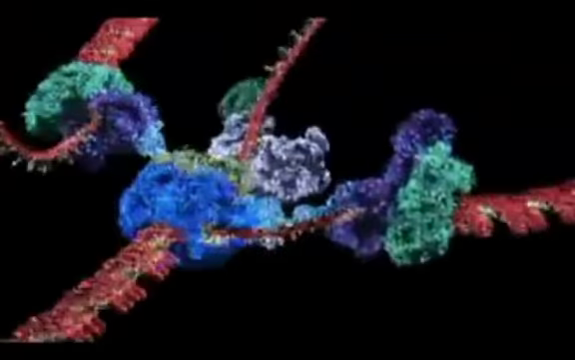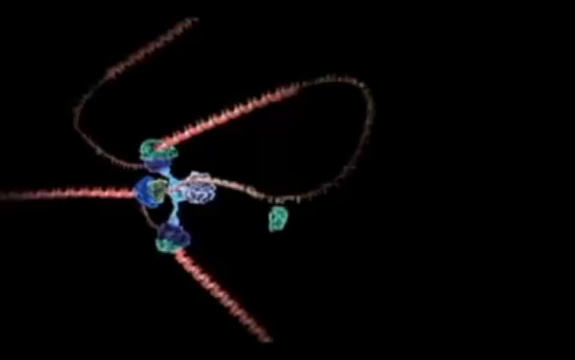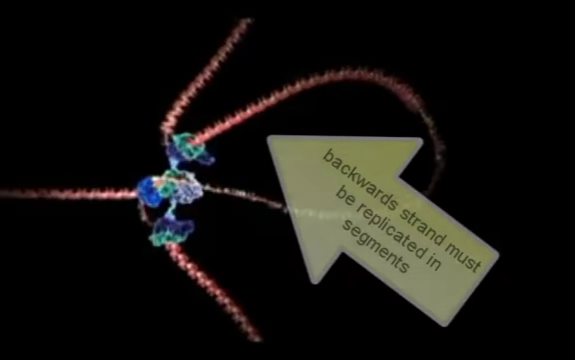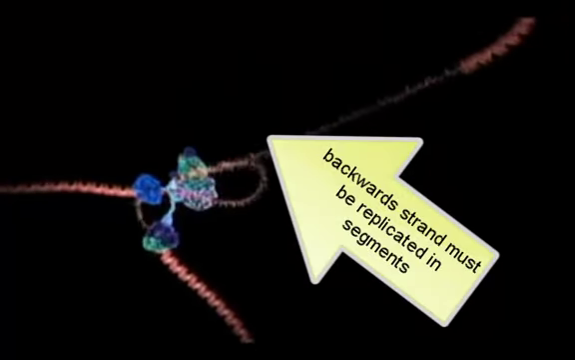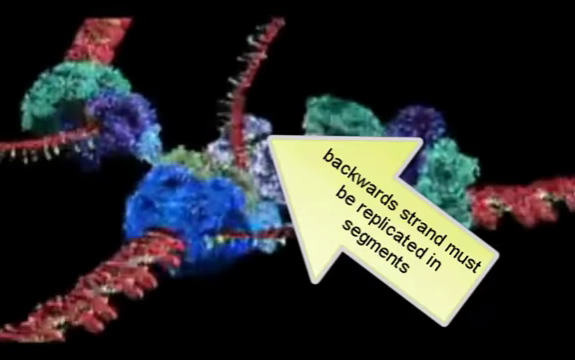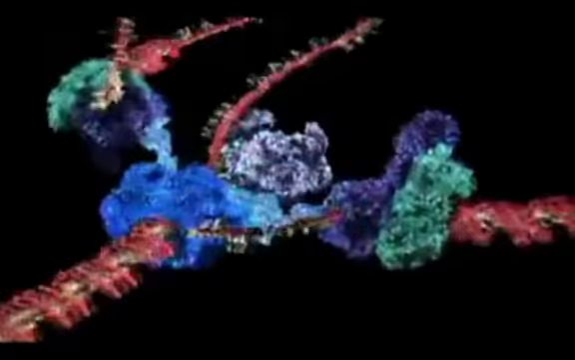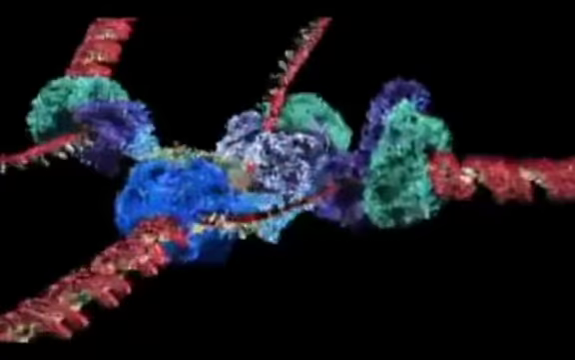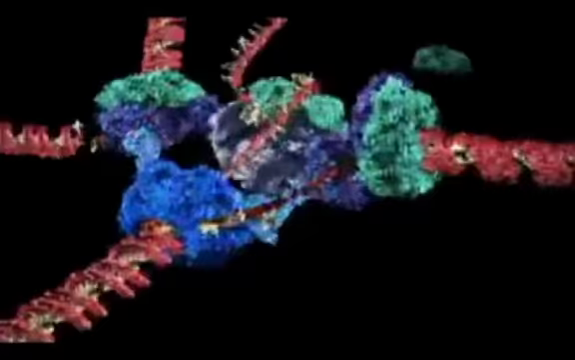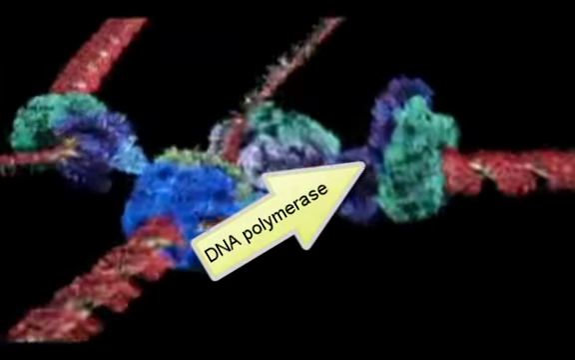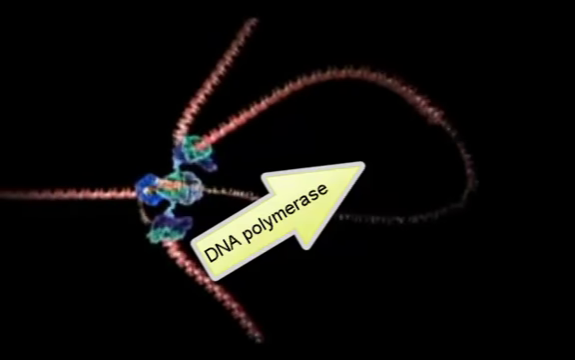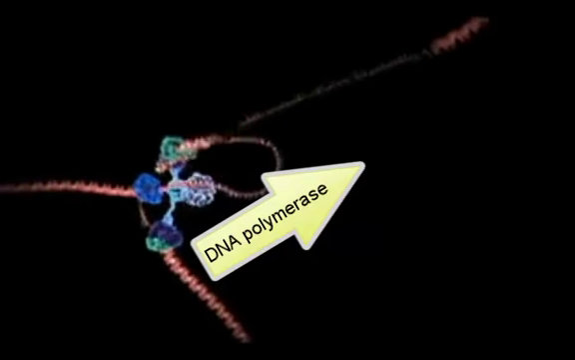Now, this one in the middle here almost looks like you're crocheting because it's doing some and then pulling in and doing some more. That's because it has to be replicated backwards. So it's pulling some and replicating and pulling some and replicating. But your original each one then is going to have one new strand and one old strand. And the green part here is the DNA polymerase. That's the thing that is adding the nucleotides onto the DNA.